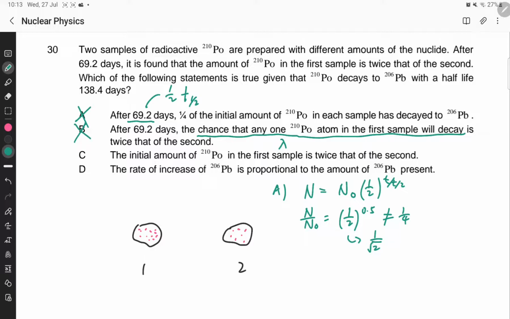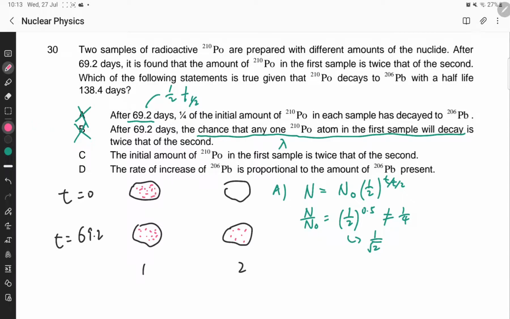Third one: the initial amount of polonium in the first sample is twice that of the second. Is that true? So just now we drew this diagram. This at some time is 69.2 days, and about t equals 0. So in this same sample, we should have expected the double.